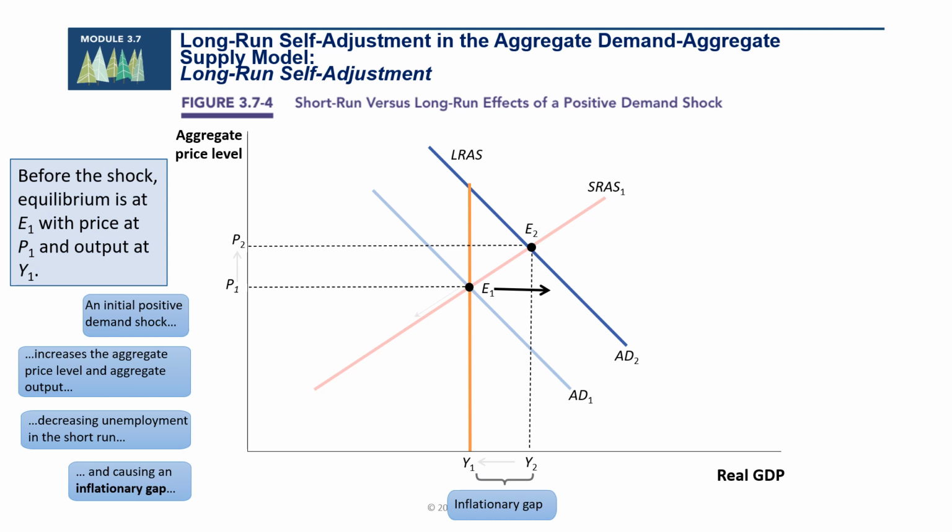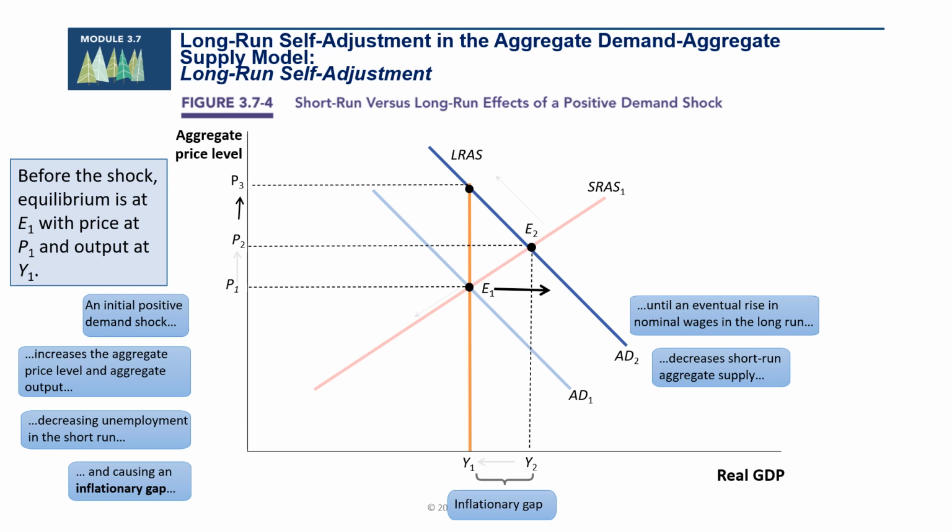All right, that's the situation right now. But eventually, in the long run, what happens with this self-righting mechanism, this self-adjustment? Well, we know that if jobs are plentiful and labor is scarce, that's going to push up nominal wages from P2 to P3. And that will cause, because wages increasing will weigh on short-run aggregate supply, that will, in the long run, cause aggregate supply to decrease from SRAS1 to SRAS2.